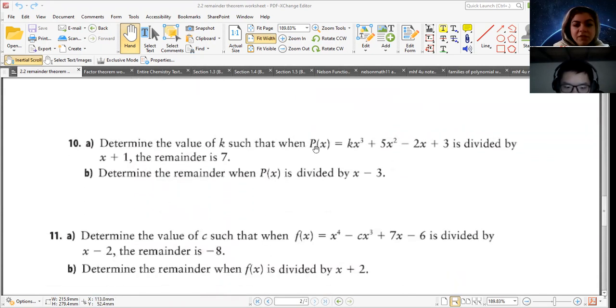Let's just do this kind of question. Determine the value of k when P(x) is divided by x + 1, the remainder is 7. Then according to the remainder theorem, I know the zero of that is x = -1, right? I know P(-1) is equal to my remainder, but my remainder is 7. So I find P(-1). What is P(-1)? Simply again, instead of x, you put -1 everywhere.